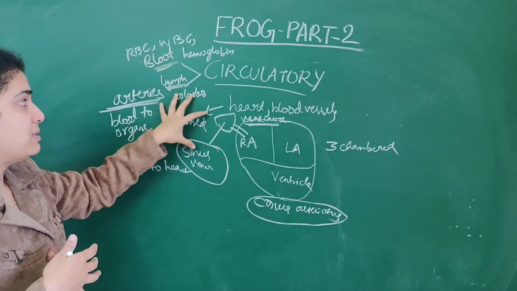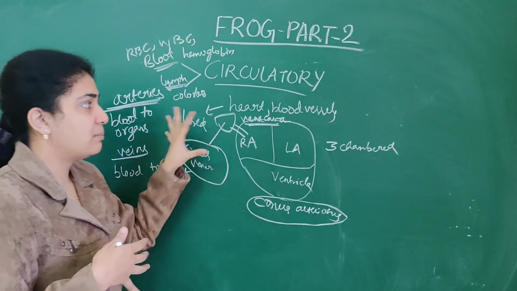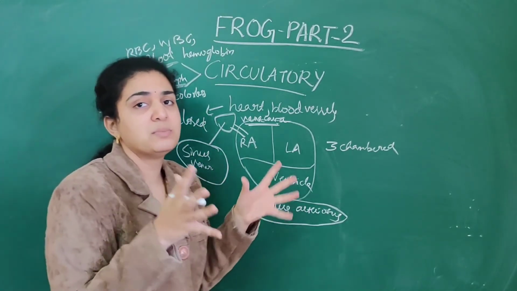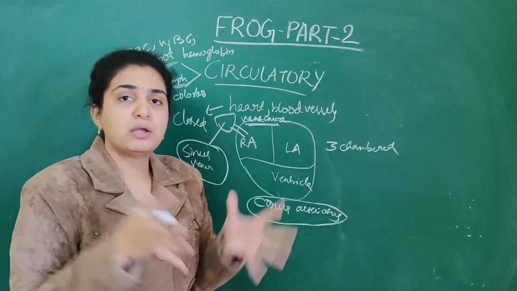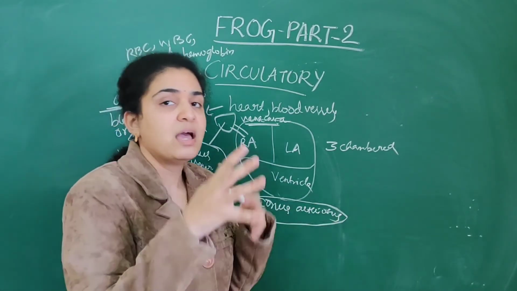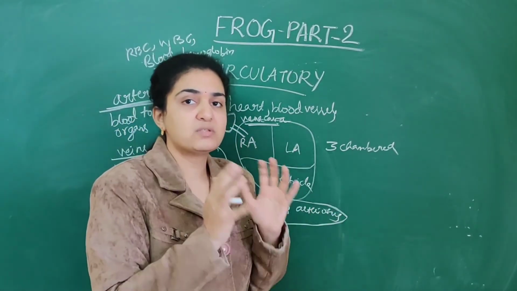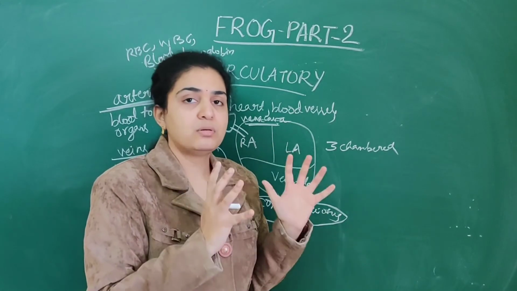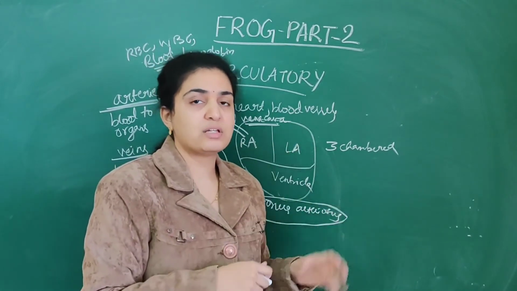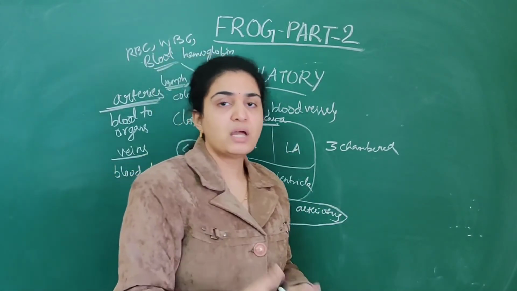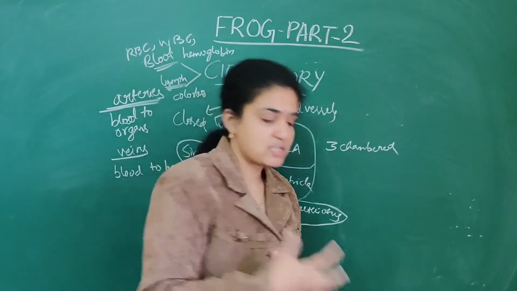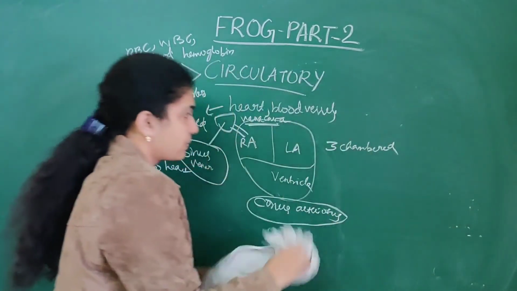So RBCs and WBCs we have all discussed, and the system it is exhibiting is closed type, because it has a heart and blood vessels, and everything flows in this closed space. So this is about the vascular system of the frog. Next we are going to discuss the nervous system of the frog.